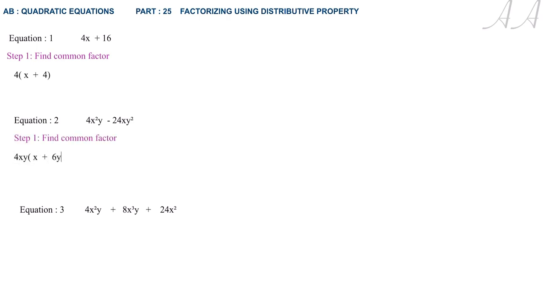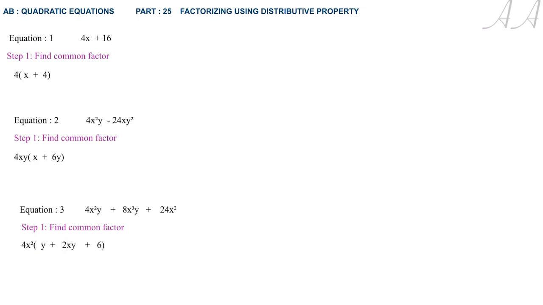Equation 2 is finding the common factor. Let's find the common factor between these. So we can see 4x, and we can divide this by 4x. So I think we can take 4x out, and then let's take y out. So 4xy times x would be 4x squared y, which is up there, and 4xy times 6y would be 24xy squared.